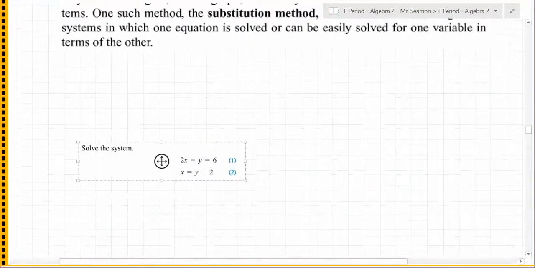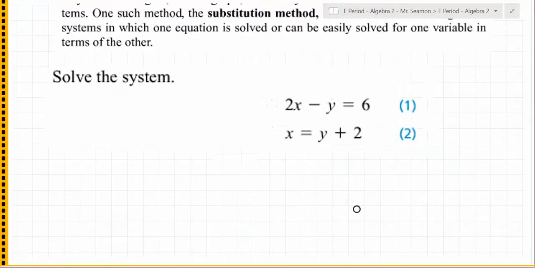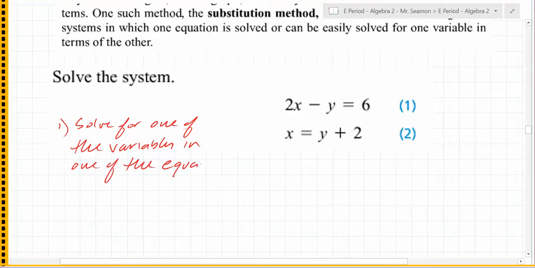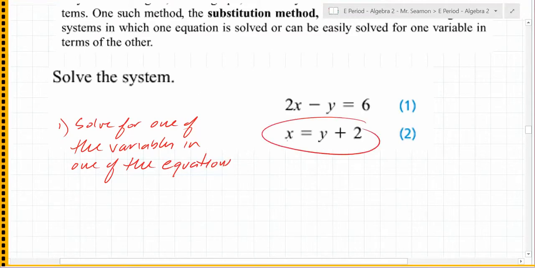So if I asked you to solve this system right here with substitution, what's the first thing you would need to do? Does anybody remember if you're going to solve a system by substitution? Summer, what's the first thing you do? Not specifically with this one, but what's the first step you take given a system? You pick one of the variables and solve for it. What's nice about this system? Well, it's already solved.